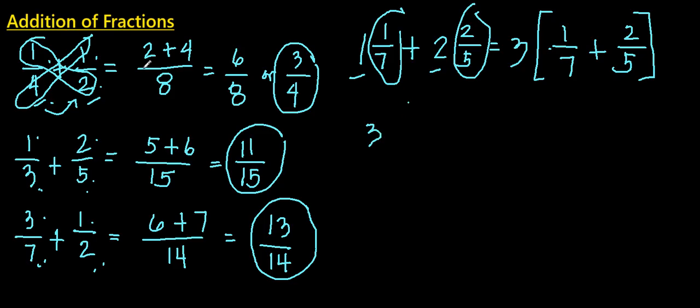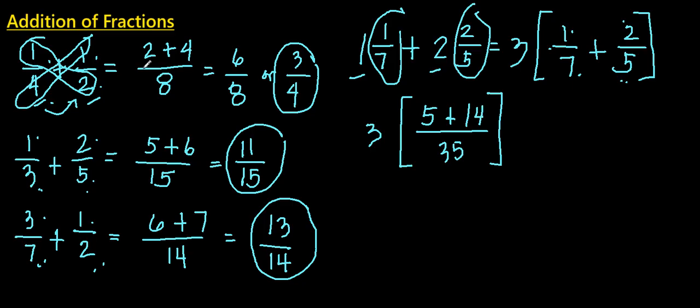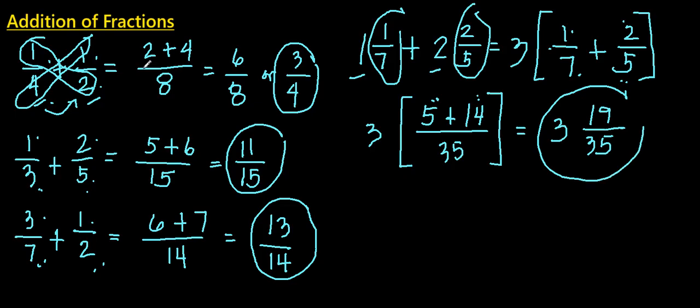So 7 times 5 is 35, right? Then cross multiply. 1 times 5 is 5 plus 7 times 2 is 14. So you'll get 3 and 5 plus 14 is 19 all over 35. Okay, so that's the final answer because 19 is a prime number, not divisible by any number.